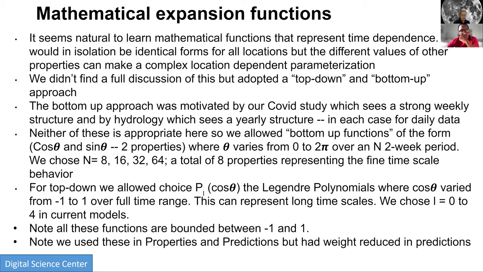Now for hydrology, weekly variation is not very important, but annual variation is important because you expect to come back to the same type of behavior every year. So for hydrology, I used annual cos theta and sine theta again, where now theta went from 0 to 2 pi over a year. So that's what I did there.